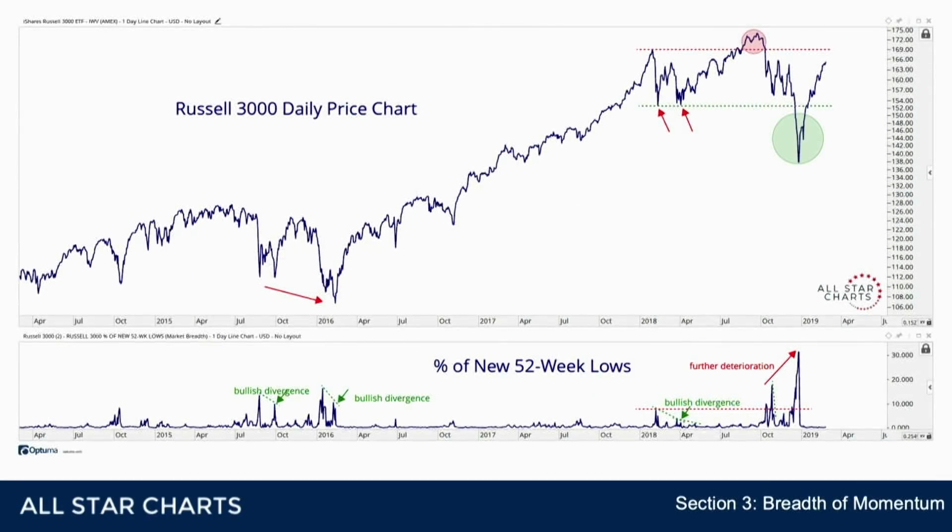So breadth of momentum. We'll start with the basic percentage of 52-week lows on the Russell 3000. That represents 98 point whatever percent of all investable assets in the U.S. So normally what we see at big lows are these bullish divergences, right? We see new lows in the index and fewer stocks making new lows. We got that in early 2018, but then in October and December, we didn't see that. We actually saw further deterioration.